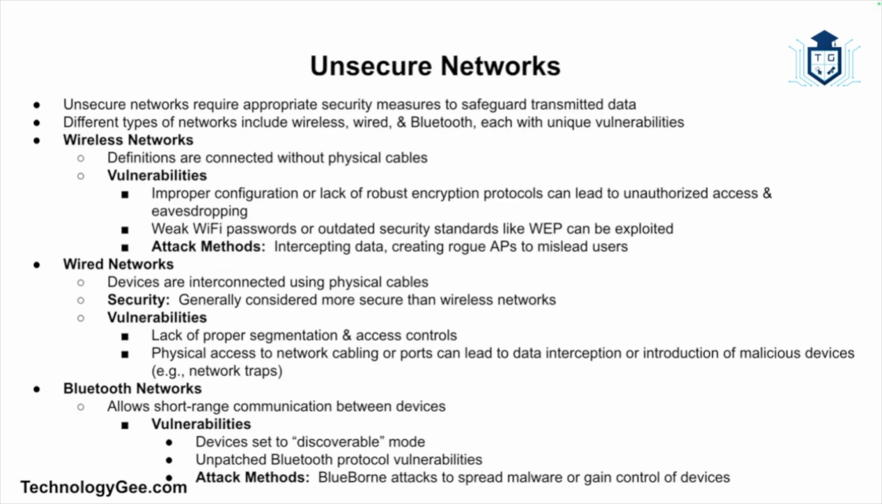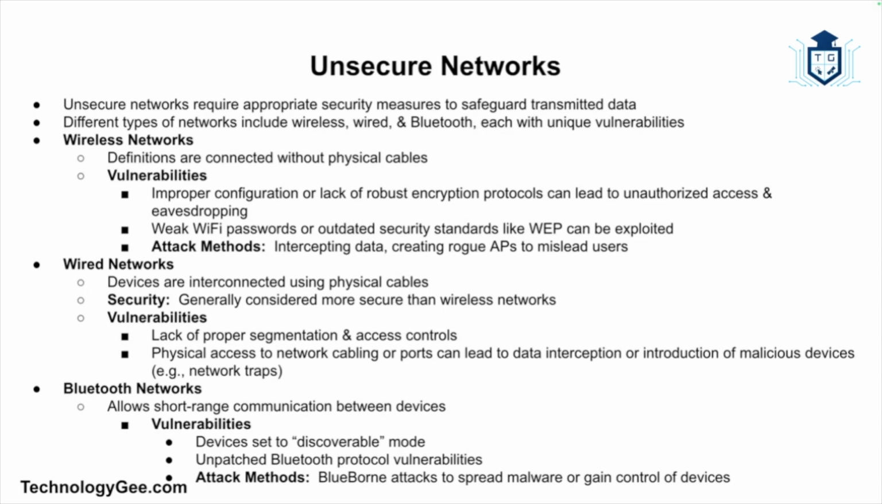All right, next let's talk about unsecure networks. So unsecure networks need to have appropriate security measures to safeguard the data transmitted, and they can be categorized into different types such as wireless, wired, and Bluetooth, each with distinct characteristics and potential vulnerabilities. So I'm going to go ahead and provide a general overview of these types of networks.